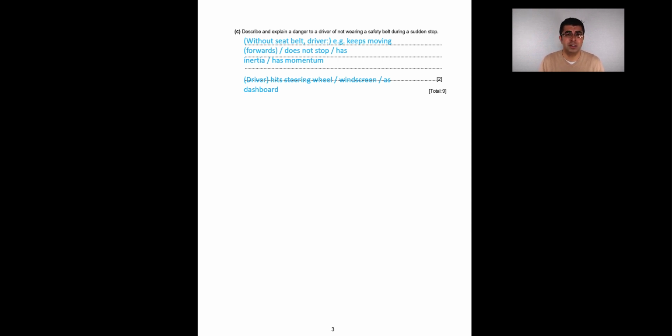What's the danger? Well, the driver could hit their head off the steering wheel. It could go through the windscreen. They're not very nice things to think about. So the seat belt prevents that from happening. I hope that makes sense.